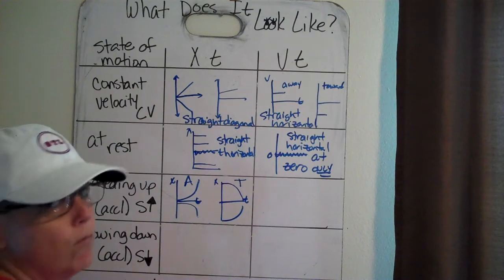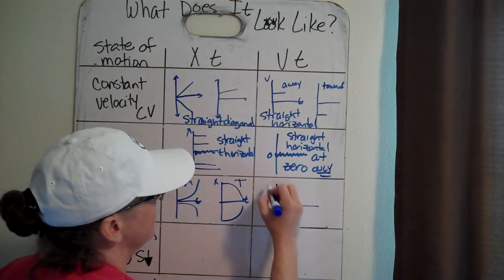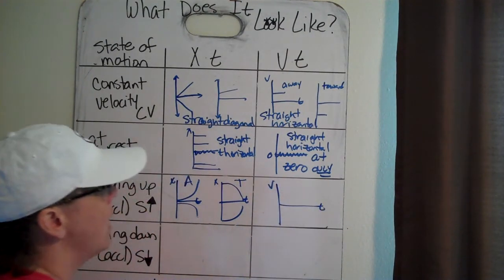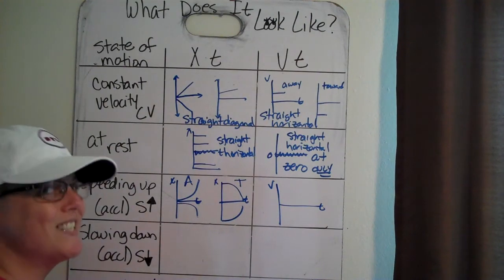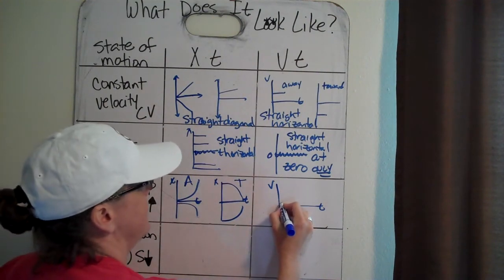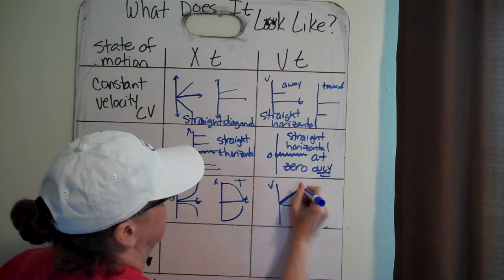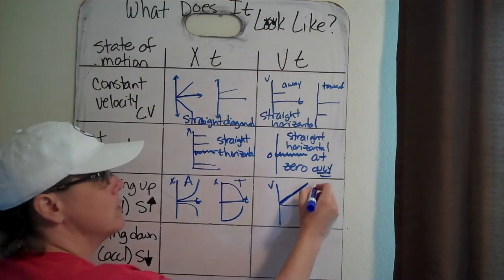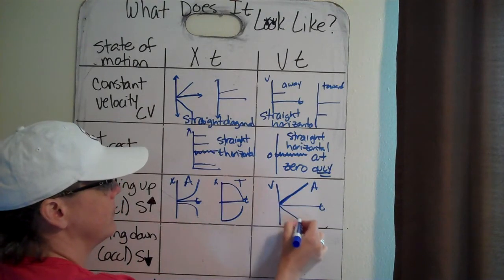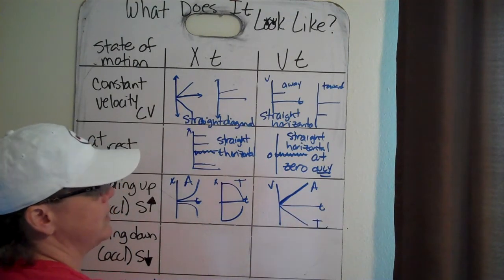Now when we move that over to a velocity time graph, we have straight diagonal lines. And in this case, this one is a nice straight diagonal line, and this one's going away, straight diagonal line, and this one's coming toward.